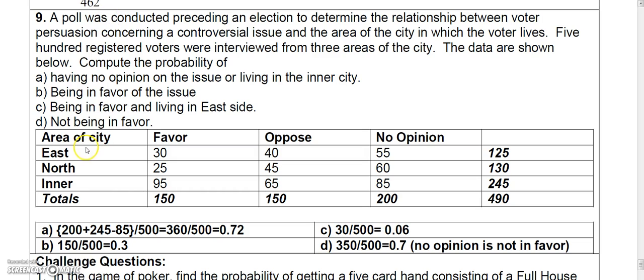So we have some results here in this table based on some voters that filled out some polls. You have 3 areas of the city, and you have 3 choices. They either favor it, they oppose it, or they have no opinion. And then the number of people that fell in each category is given. And I also gave you the totals of each column and each row.